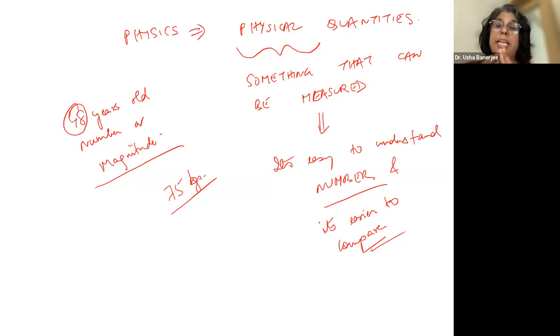So it becomes very easy to compare quantities. I'm just giving examples, not pulling out anybody or anything. So physics is the study of physical quantities. And why do we have so many numericals and all this in physics? Because it's easier to measure things using numbers, right?